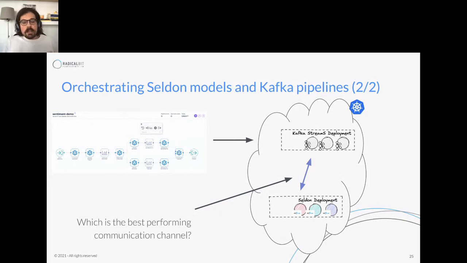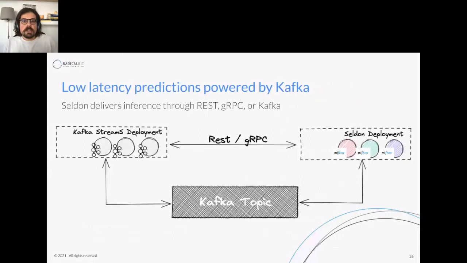And Seldon supports both synchronous and asynchronous communication channels, but it also supports Kafka. And of course, this is our choice. So it means that you can exchange the inference using Kafka messages. But most importantly, this means that we can leverage the high performance of Kafka and its fault tolerance behavior. So in terms of performance, we are only bound by the infrastructure availability that we can assign to our Kafka installation.